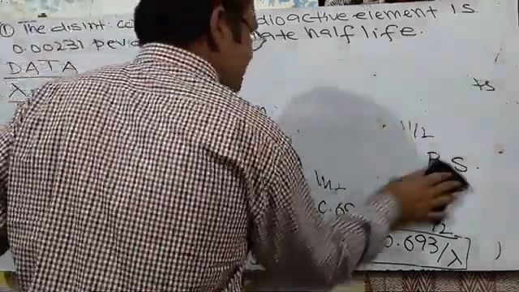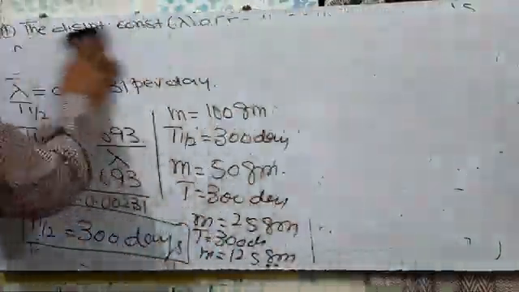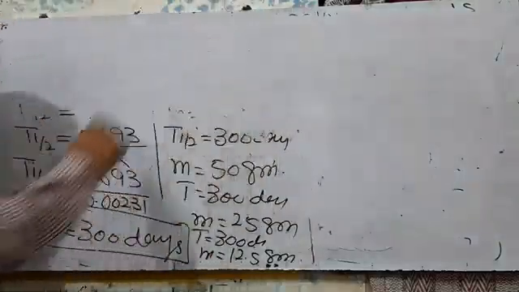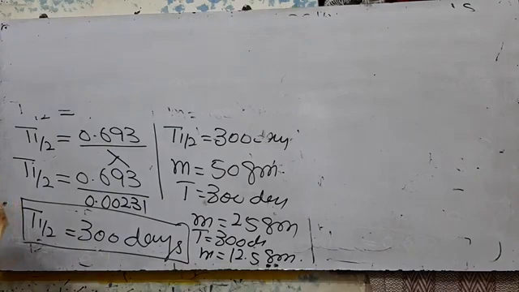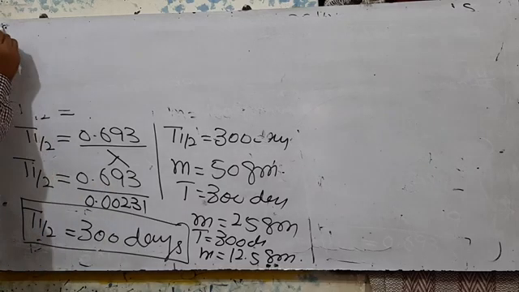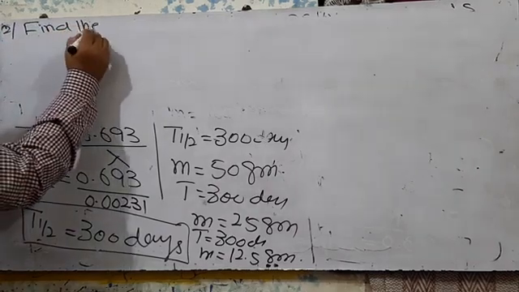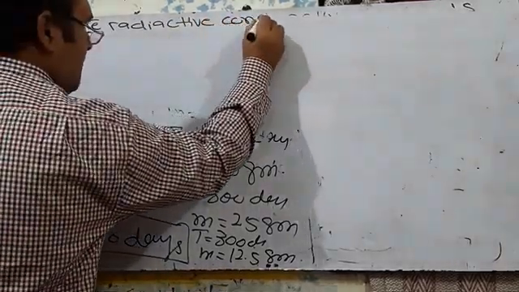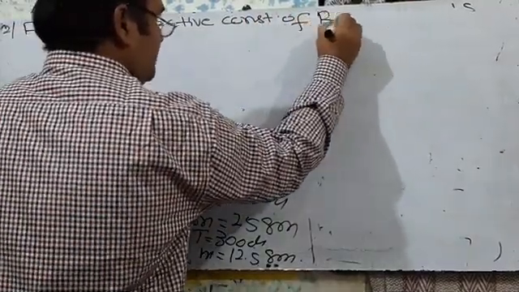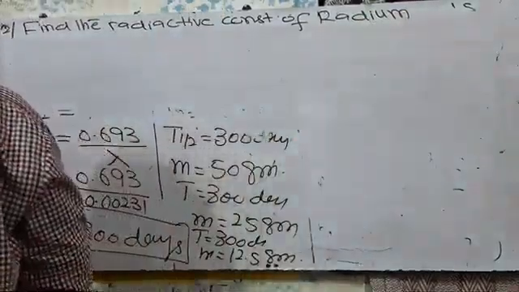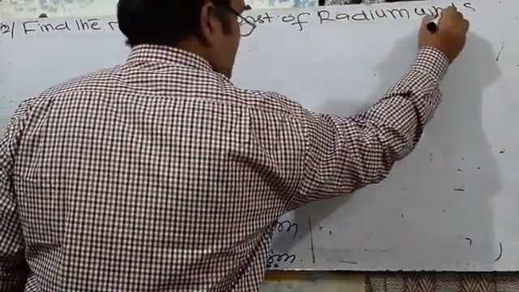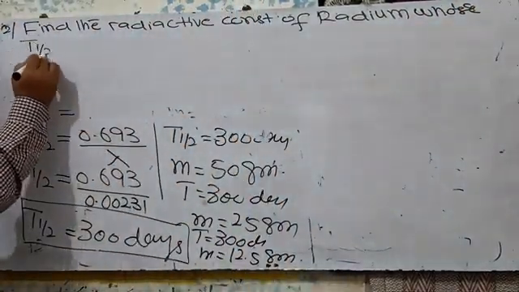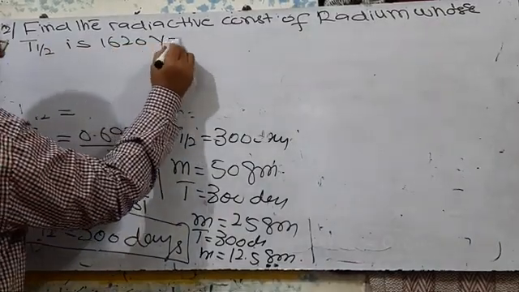Now we do a second numerical. Find the radioactive constant of radium whose half-life is 1620 years.